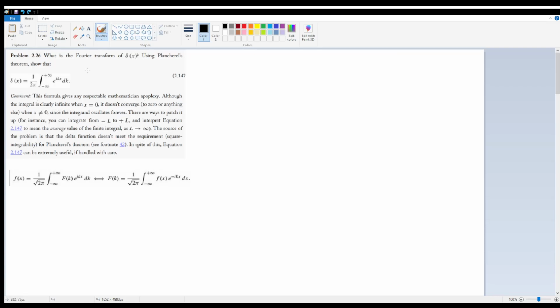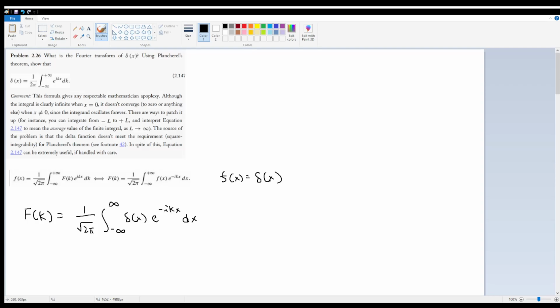So we're asked to find the Fourier transform of delta x. We have the formula from Plancherel's theorem. So we know, first off, that f of x is just equal to a Dirac delta of x. So the Fourier transform, f of k, is going to equal 1 over the square root of 2 pi times the integral from negative infinity to positive infinity of the Dirac delta of x times e to the negative ikx dx.